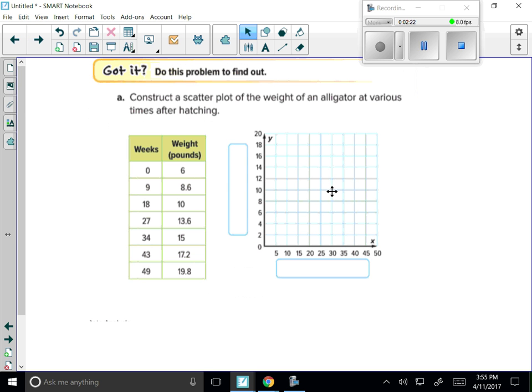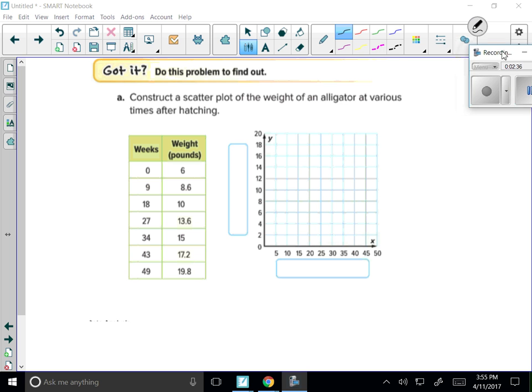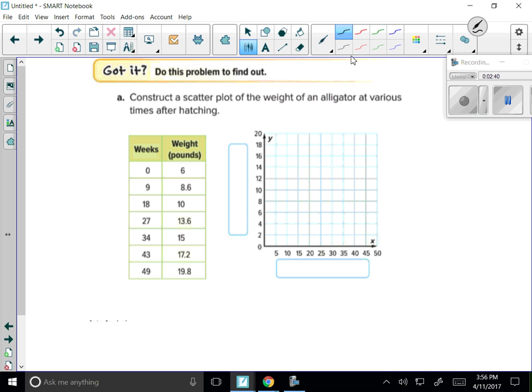Now, let's actually practice doing one of these together. It says construct a scatter plot of the weight of an alligator at various times after hatching. So let's reach back into our memory bank and try and remember what we did when we graphed and when we had tables like this. So here is a reminder. When you have a table, X stays on the left and Y is on the right. So that means that our X-axis, the horizontal one going left to right, has to be weeks. Make sure you're also labeling these.